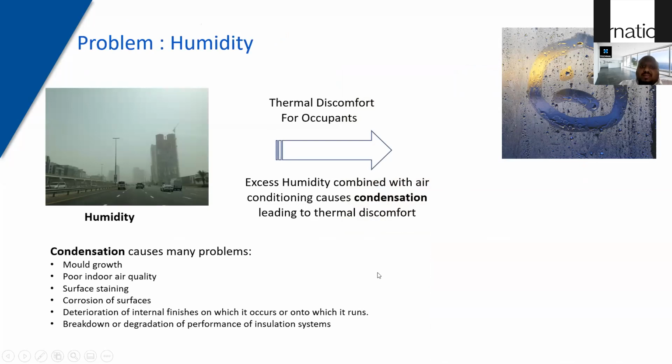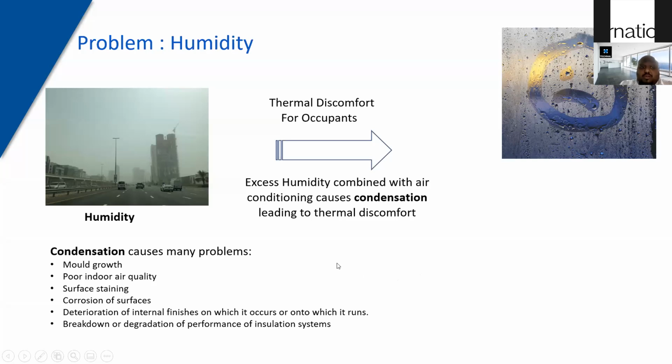So excess humidity combined with air conditioning causes condensation. I don't know how many of you have encountered this in the last few months. As the temperature is dropping, usually you start to notice a lot of condensation, especially if your curtain wall is not tested. So condensation causes many problems. Mold growth is a big issue, and that's something which I will show you in the coming slides. Mold growth leads to poor indoor air quality, and this is especially visible when you start using drywall systems as barriers between rooms, especially in hotels and offices, because they are directly connected to your curtain wall in a building.